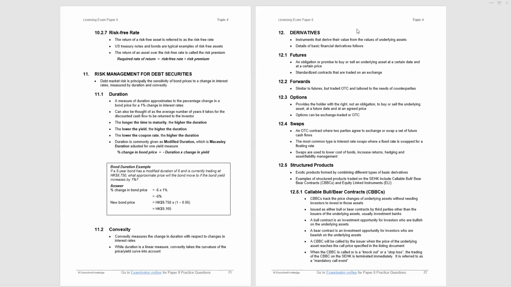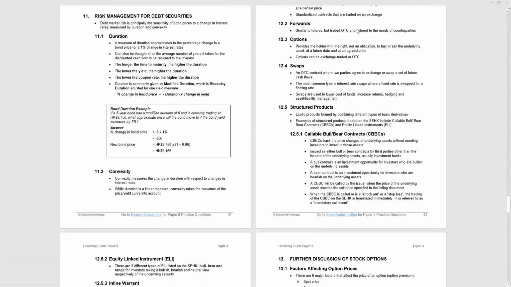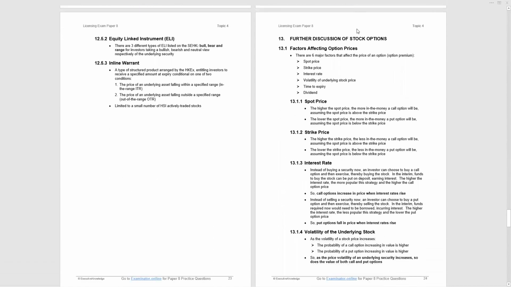So callable bull bear contracts, where they track the price changes of underlying assets without needing investors to invest in those assets. I'll let you read the detail there. I wouldn't get unduly concerned about it for the exam.